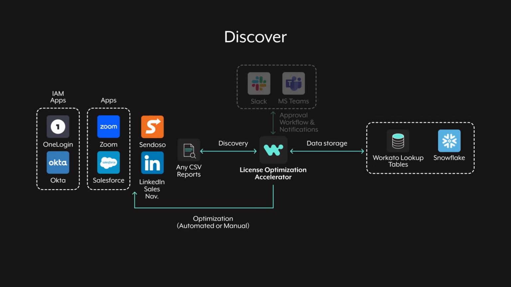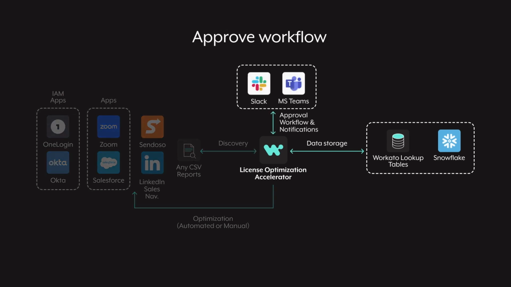If a license is recommended for removal, it activates the approve feature. With this, the right people receive a message in Slack or Teams with the option to approve or deny the action. This accelerator includes message templates for employees, managers, and administrators.